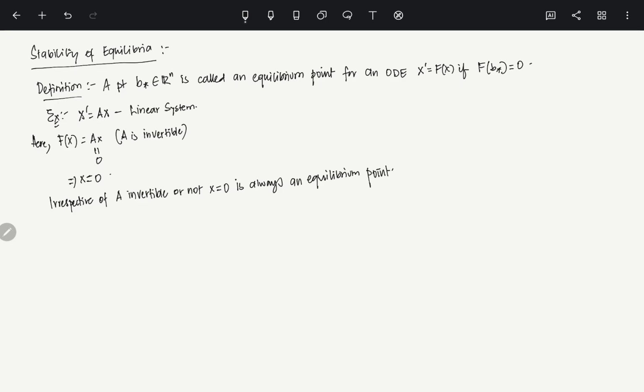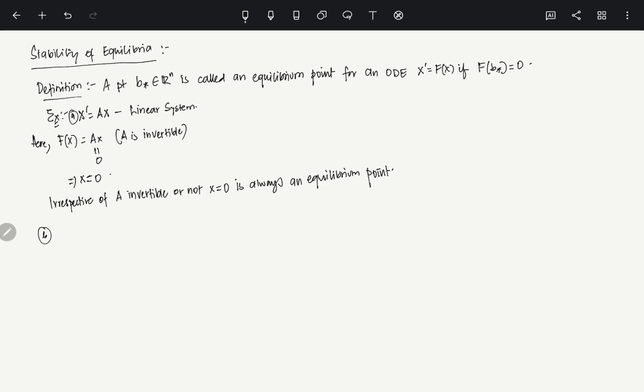If A is invertible, then this system has a unique equilibrium point. If A is not invertible, of course 0 is still an equilibrium point, but along with that there are other points also. Now for a non-linear system, there can be points other than 0. It can be 0 also. It may happen that there is no equilibrium point which is 0. So basically anything can be an equilibrium point.